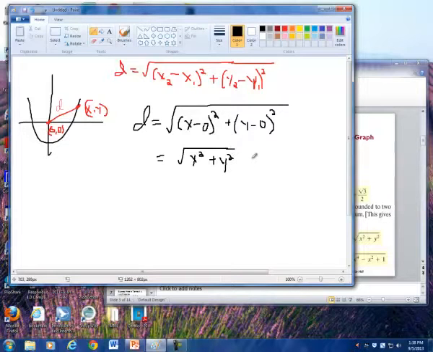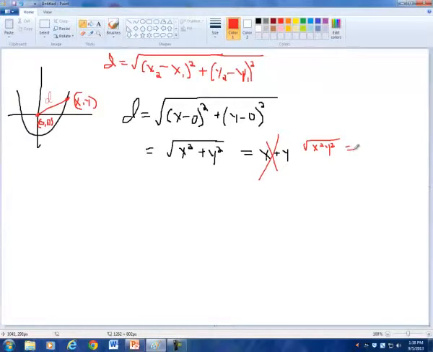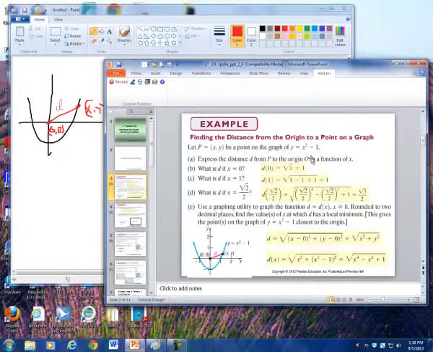And we cannot simplify this. In other words, we cannot say that this is x plus y. That would be incorrect because of the plus. If we had the square root of x squared times y squared like this, then we could say that this was xy. But because of the plus, we can't simplify that. Okay, so that's the first part of our problem.